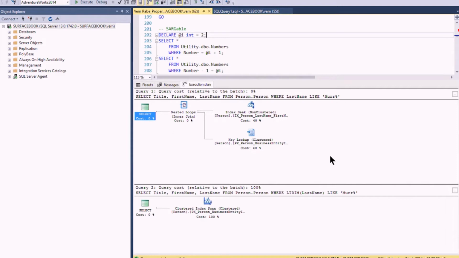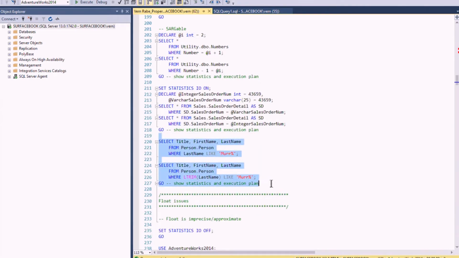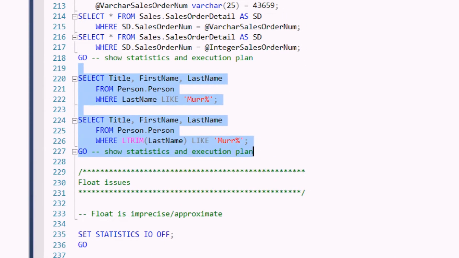If you had a select where, percent, M-U-R-R, percent, how would that compare? It would be equivalent to the last one. If you had a third query, and instead of the L-trim, you took it out and added another percent sign before the M in M-U-R-R.